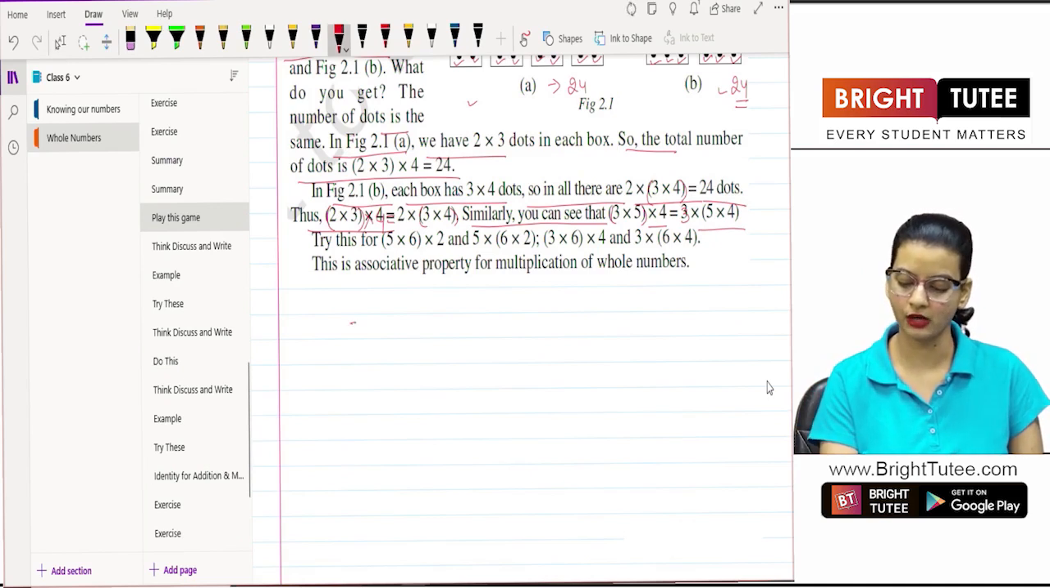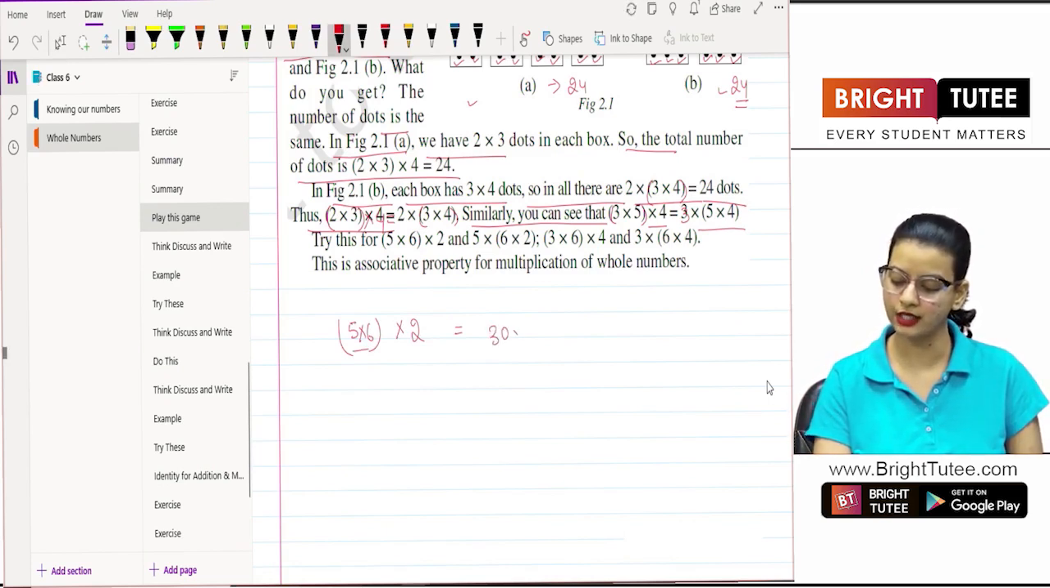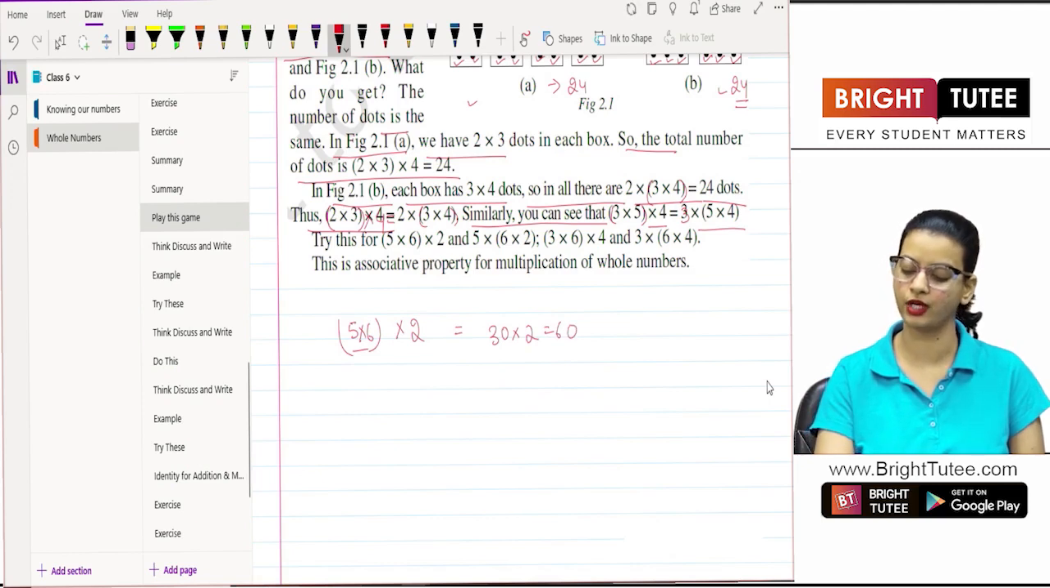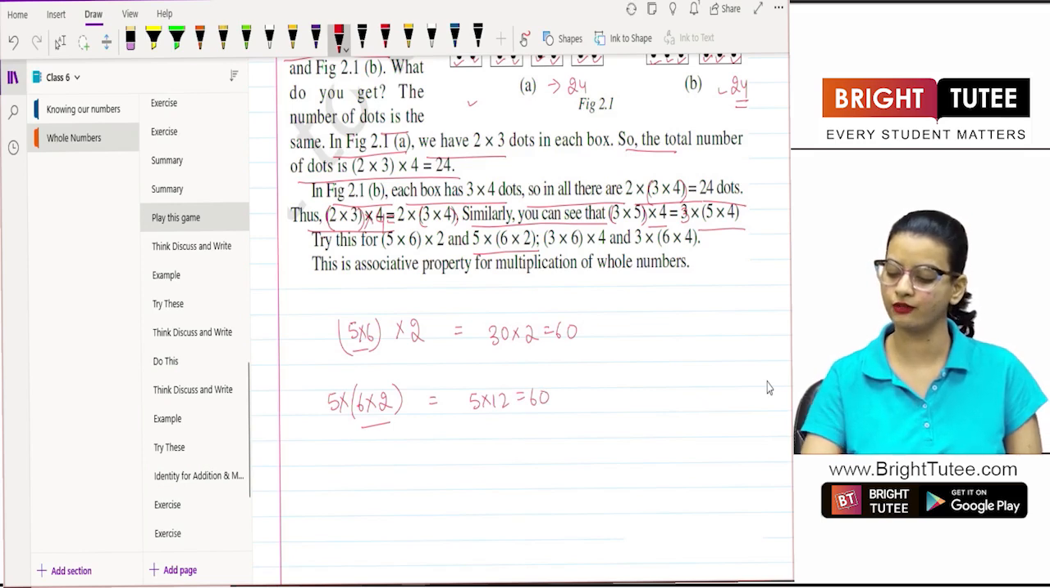So, let's try this out. (5 into 6) into 2. You know that 5 into 6 is 30 and 30 into 2 is equal to 60. Now, this is 5 into (6 into 2). 6 into 2 is how much? 12. So 5 into 12 is again 60. So we have 60 equal to 60. Both the values are the same, right?